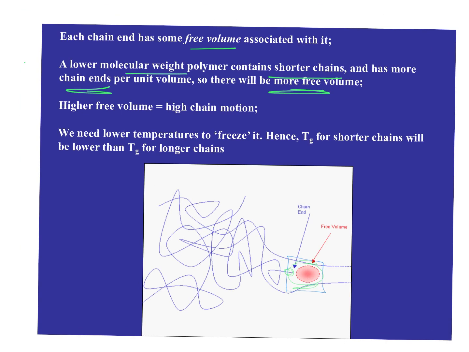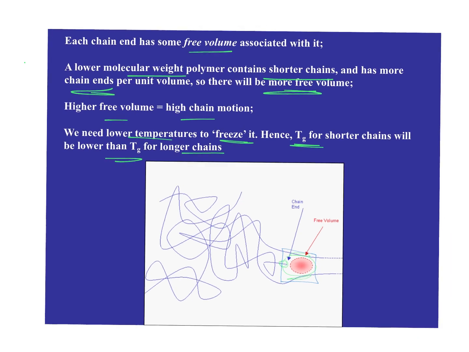And so higher free volume, of course, means more motion. We need lower temperatures to freeze it, hence the glass transition for shorter chains will be lower than Tg for longer chains. And so again, when we think of glass transition, it has to do with how much energy or how much temperature is required to cause those chains to move apart and go to this realm of a higher thermal expansion coefficient, associated with the glass transition. And so whatever makes that more difficult will raise the glass transition, and whatever makes it easier will lower that glass transition.